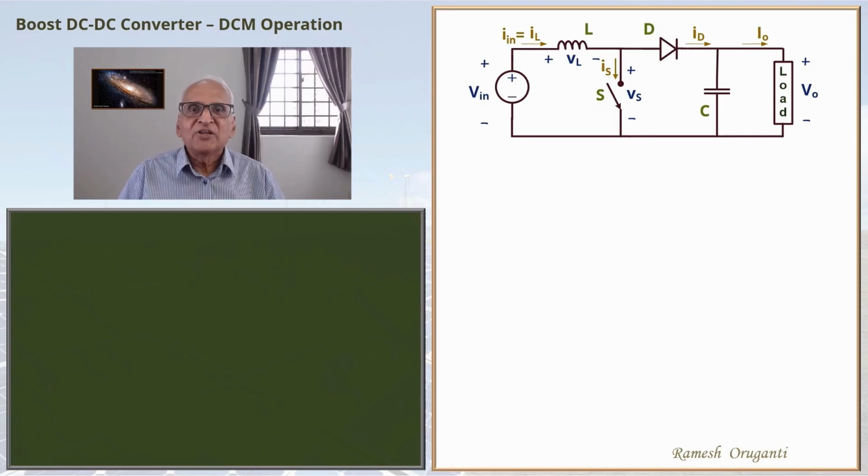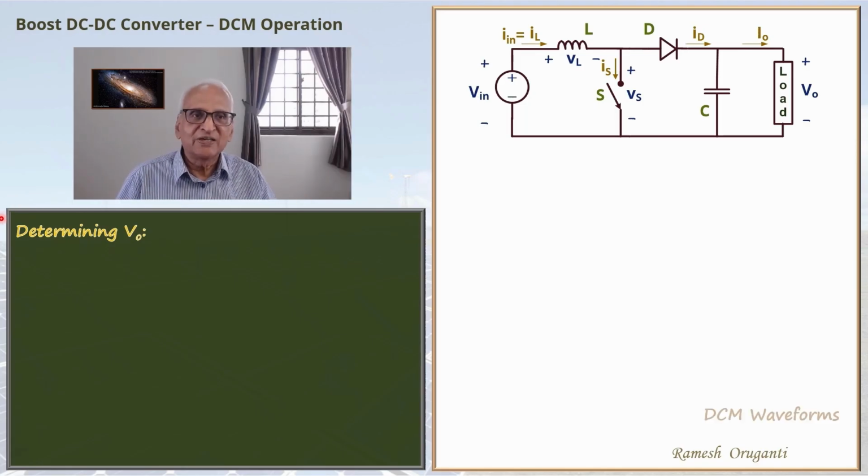Next, we will derive an equation for the output voltage V0. The method that I'm going to introduce here is a relatively simple method. It's, I believe, easy to understand. So let's do that. We will use some of the waveforms that we saw earlier.